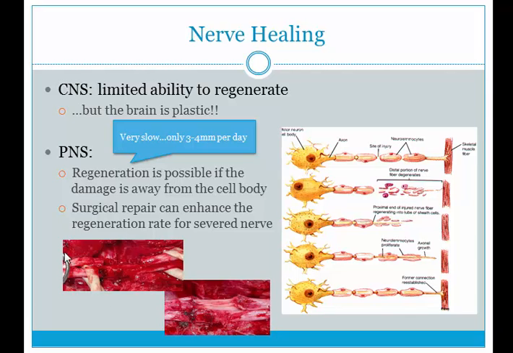A specific procedure you can perform to facilitate the healing is a surgical repair. So this is a sciatic nerve that got cut in the middle. You can actually surgically reattach that nerve, try to facilitate a little higher regeneration rate for the nerve. So that is all I have for the healing process, and we're going to start to talk about the next chapter.